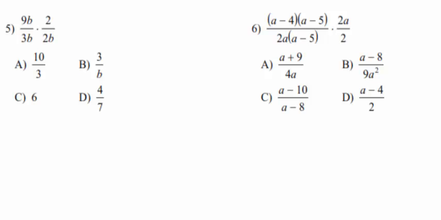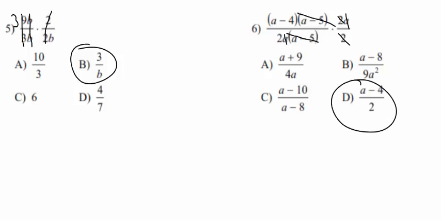Alright, number 5. You could reduce to begin with or multiply then reduce. So I'm just going to go ahead and reduce first. B over b is going to reduce to 1. 9 over 3 would just reduce to a 3. And then 2 over 2 would reduce to 1. So we're left with 3 over b. Alright, so number 6, we'll just get rid of what we can. We've got a minus 5 over a minus 5, 2 over 2, and then a over a reduced to 1. So we're left with a minus 4 all over 2.